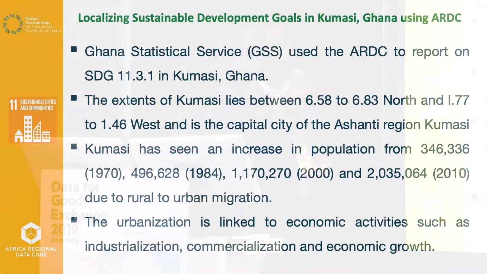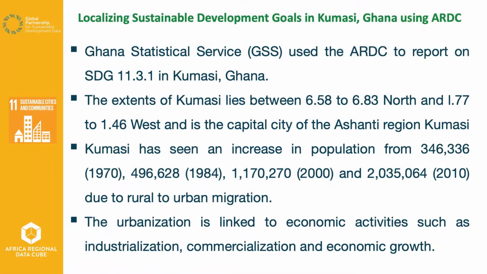But this specific case study is focusing on how Ghana Statistical Service and a number of other partners are using the ARDC to report on SDG 11.3.1 on urbanization. And this is something they included in their voluntary national review report that was presented at the high-level political forum in July. The extents of Kumasi lie between those geo-coordinates, and it's the capital city of the Ashanti region in Ghana. You'll see in the context of the whole country, there's a map showing the specific location.